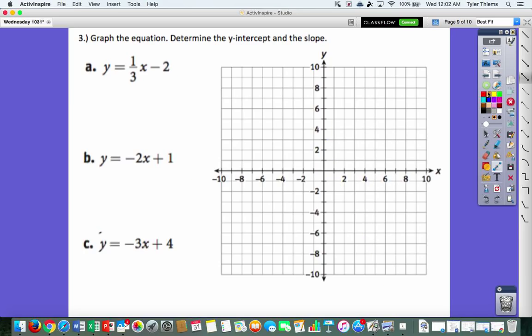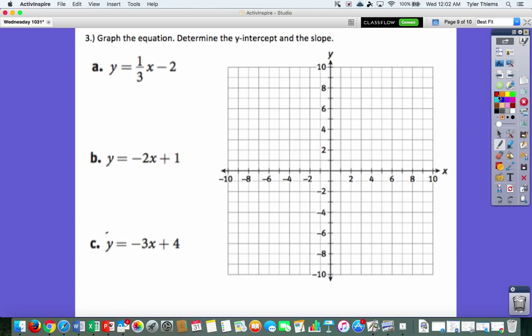And number 3, I'm going to do one more here. For number 3, we have another equation in y equals mx plus b form. So this is our m. M is always attached to the x. So our m, our slope in this case, is 1/3. Our b is always what's by itself. So our b in this case is -2.